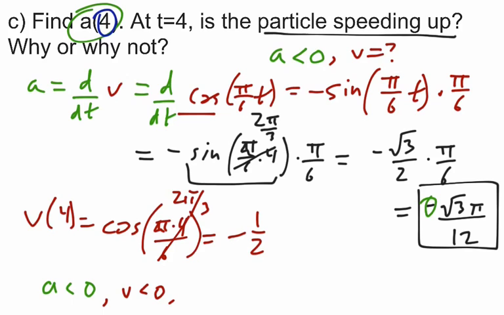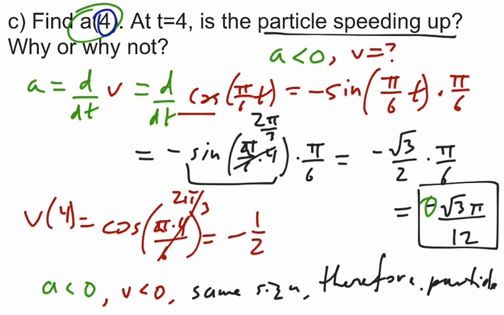and so therefore, because A and V have the same sign, the particle is speeding up. And so that's what you look for if the particle is speeding up. You look for A and V having the same sign, which they do, so therefore the particle is speeding up here. For the last part, part D, we're finding x of 4.